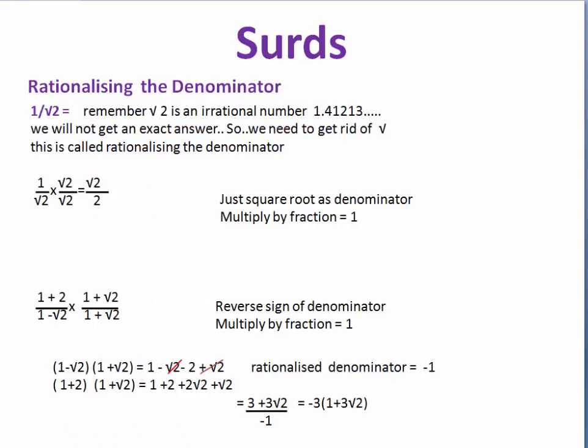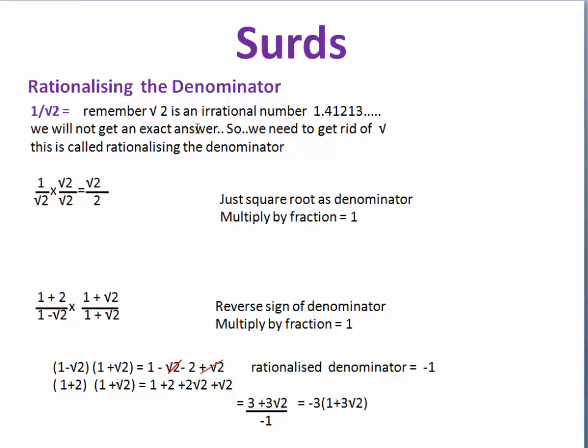Okay, finally, we're going to go over rationalizing the denominator. Now, if we've got this division where we're dividing by a square root, remember the square root is an irrational number. It's 1.41213, and so on, so on. Quite a large number, not an exact number.